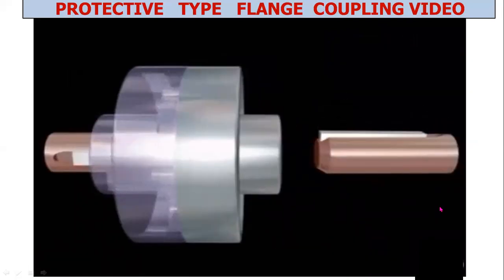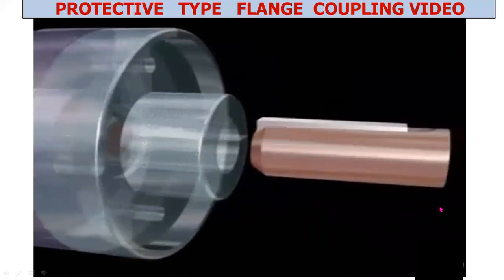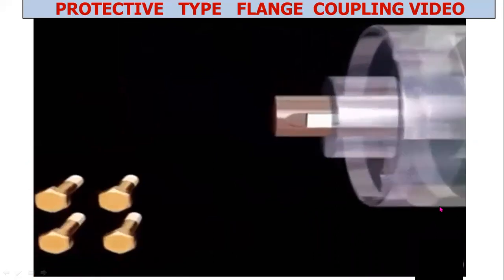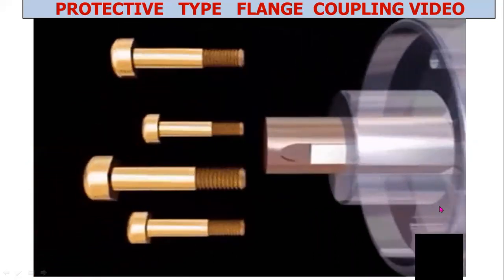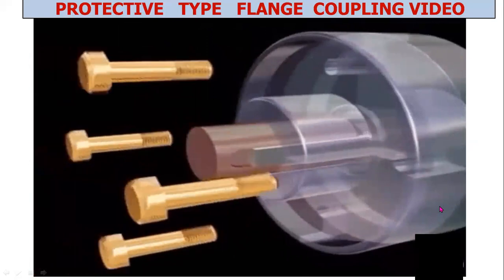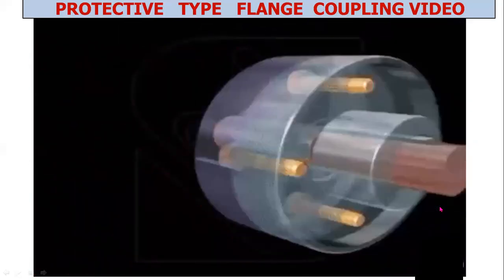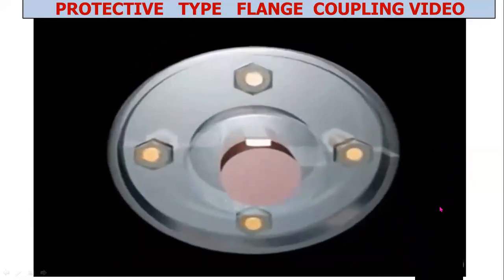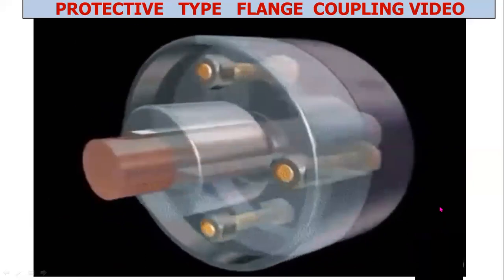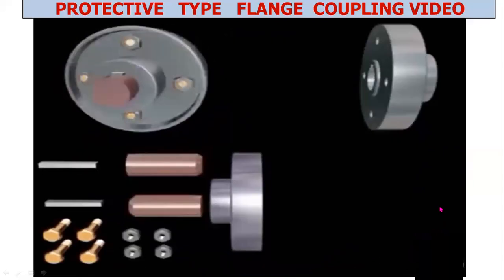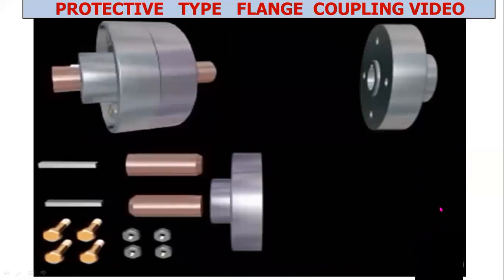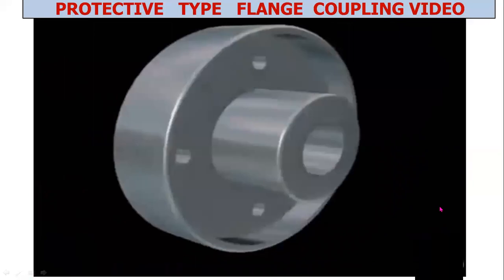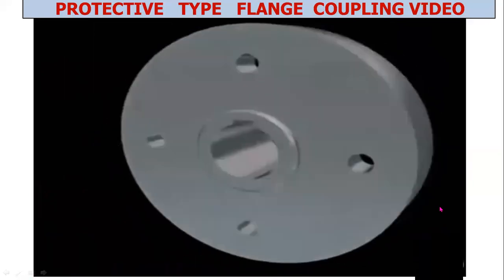Flange couplings are widely used for heavy power transmission. Flange coupling has two separate cast iron flanges. Each flange is mounted on the shaft end and keyed to it. The faces are turned up at right angles to the axis of the shaft. One of the flanges has a projected portion and the other flange has a corresponding recess. This helps to bring the shafts into line and to maintain alignment.